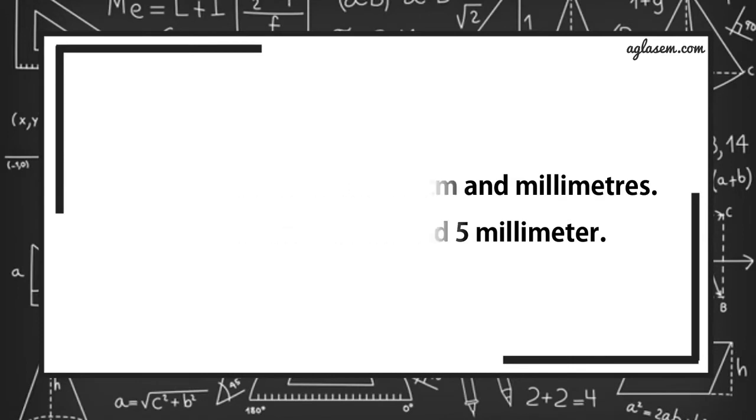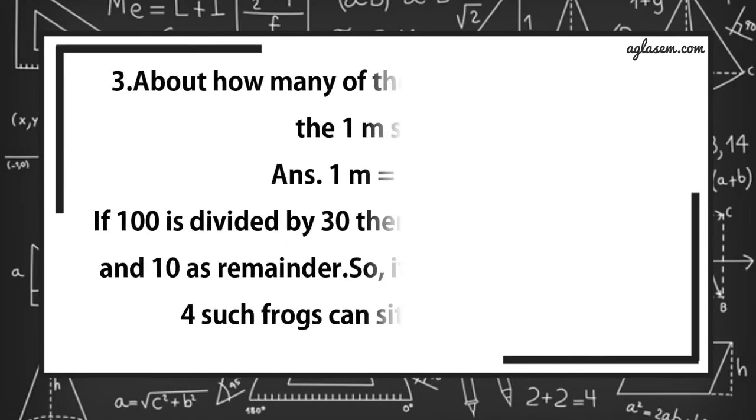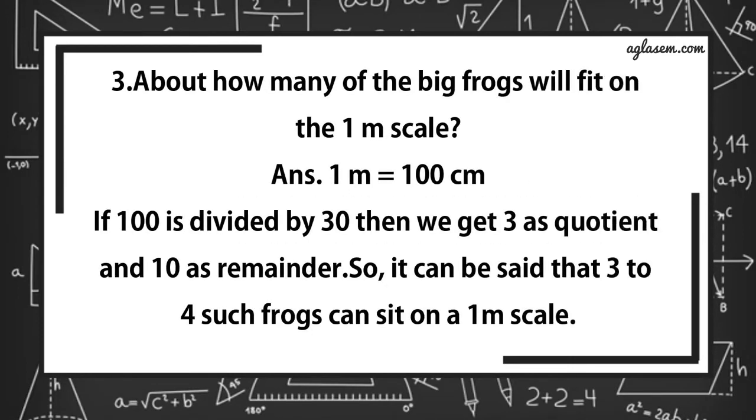Further, question number 3 says, about how many of the big frogs will fit on the 1 meter scale? Answer is, 1 meter is equal to 100 centimeter. If 100 is divided by 30, then we get 3 as quotient and 10 as remainder. So it can be said that 3 to 5 such frogs can sit on a 1 meter scale.